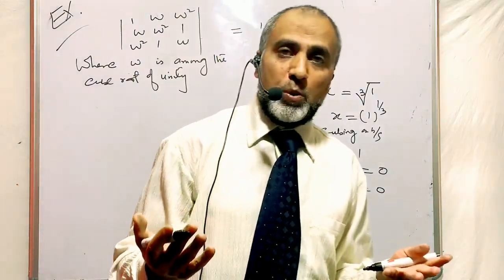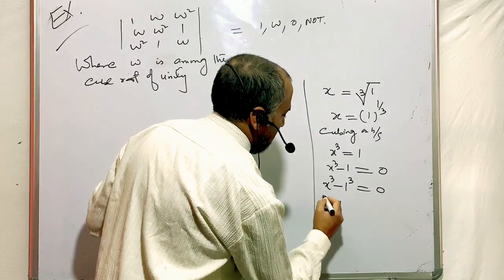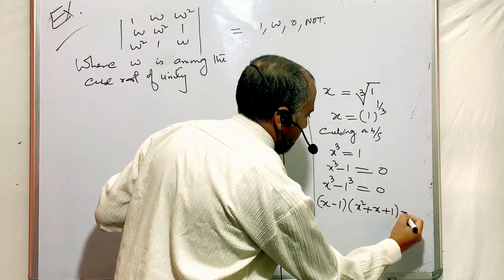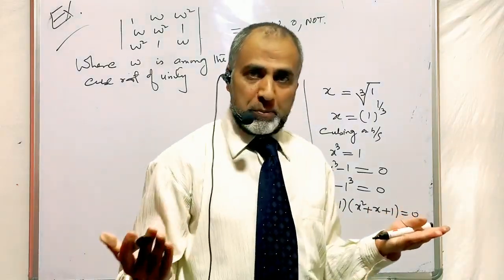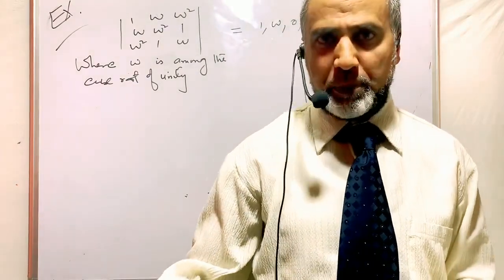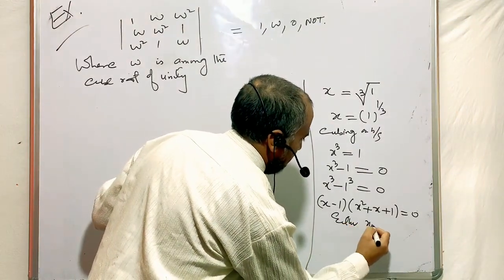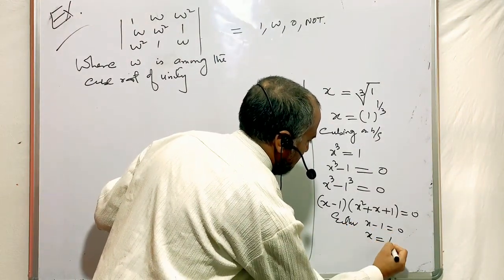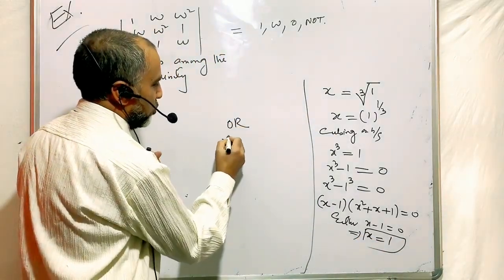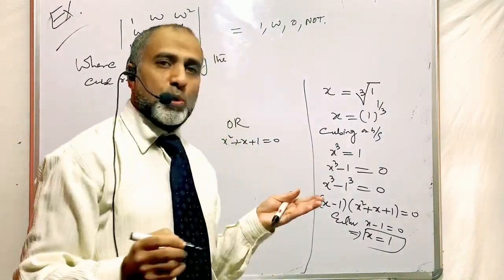Because we require the values for x. It is a cube minus b cube. We can write it a minus b into a square plus ab plus b square is equal to 0. A cube minus b cube, that is the identity. A minus b into a square plus ab plus b square. Okay, either x minus 1 equal to 0, x is equal to 1. Okay, this is 1. Or x square plus x plus 1 equal to 0. Okay, this is a simple quadratic equation.